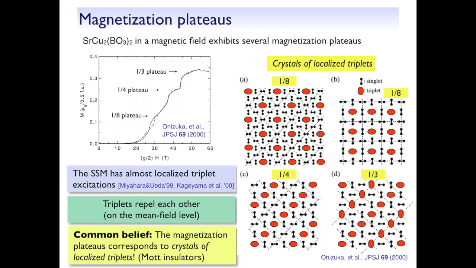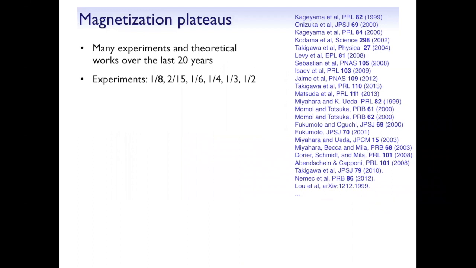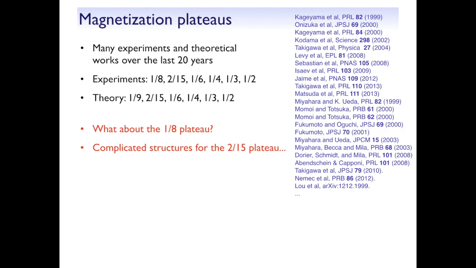Now this was back in 2000, and after that there have been many more experiments where people found new plateaus, for example at 2/15 or even higher at 1/4, 1/3, and 1/2. And in theory, people tried to match this experimental sequence. However, even after many years, there has still been a mismatch between experiments and theory. So, for example, a plateau at 1/8 was found in experiments, but not in theory. And then it was never really clear why there should be a plateau appearing at 2/15. So this has been a puzzle for many years.